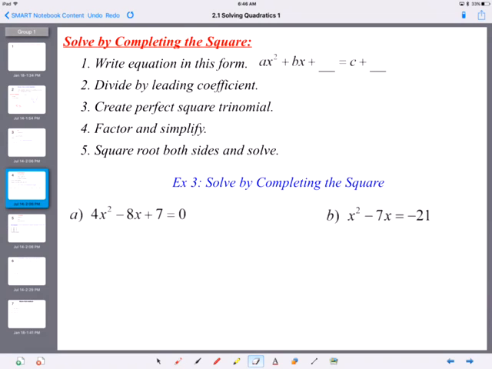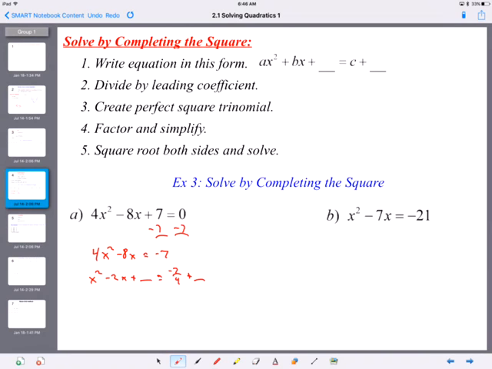Ax squared plus bx plus something is equal to c plus something else. We want to move that c to the other side because we need to find the value that actually works to complete the square. So the first thing really is to move the c to the other side and then divide by your leading coefficient. So we're going to do that on part A here. We're going to subtract the 7 to the other side, get it out of the way, and then we're going to divide by 4. So that'd be x squared minus 2x plus blank is equal to negative 7 fourths plus blank.